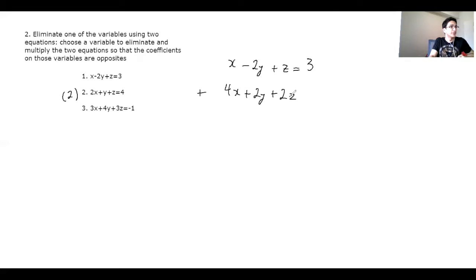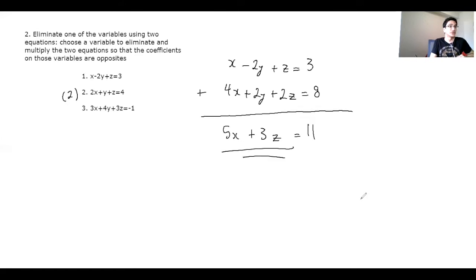So I just multiplied all the coefficients by 2, and then the d is going to multiply by 2 as well. So 4 times 2, which is 8. And now I'm going to solve. So x plus 4x is just 5x, minus 2y plus 2y cancels out, and z plus 2z is 3z. And then 3 plus 8 is 11. So that's going to be the first equation that we have solved.